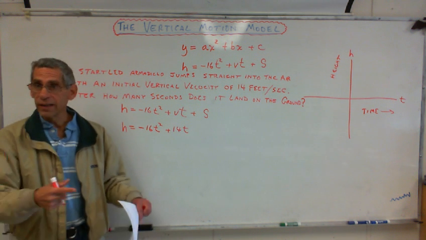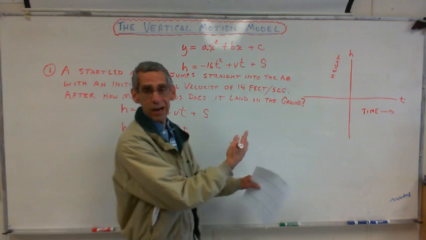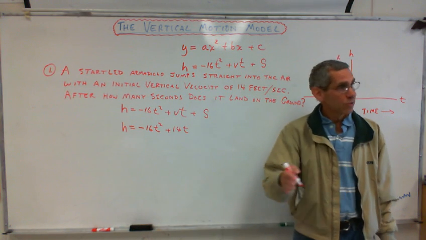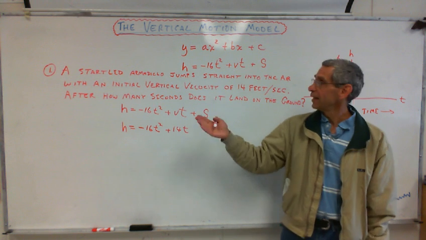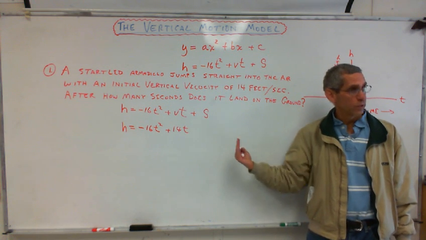That's finding the zeros, right? That's what they're asking. After how many seconds does it land on the ground? We've got a parabola, and they want us to find the zero, because that's what you're finding: the time it took, in this particular problem.